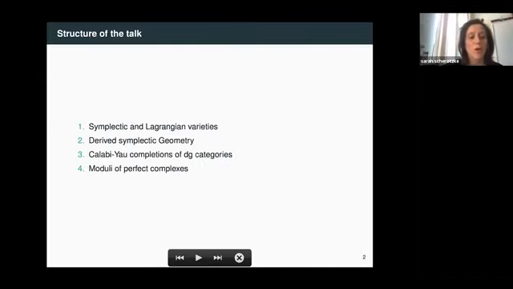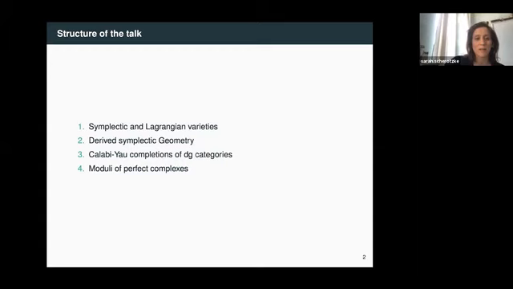Okay, so the structure of my talk. In the first part, I will talk about symplectic and Lagrangian varieties, just a fast overview. In the second part, I will explain how symplectic geometry has been extended to the derived algebraic geometry setting. In the third part, I will talk about something that seems completely different, a Calabi-Yau completion of DG categories. And then finally, in the last part, it will all come together. I will introduce moduli spaces of perfect complexes and show what Calabi-Yau completions have to do with derived symplectic geometry.